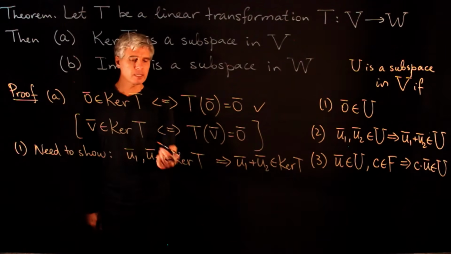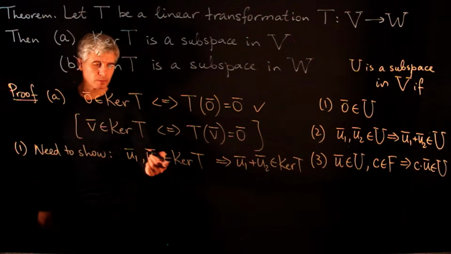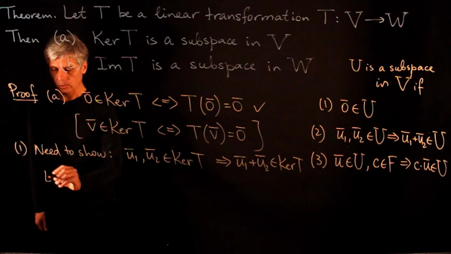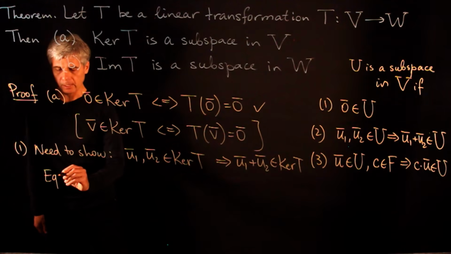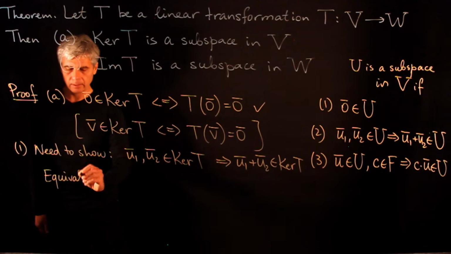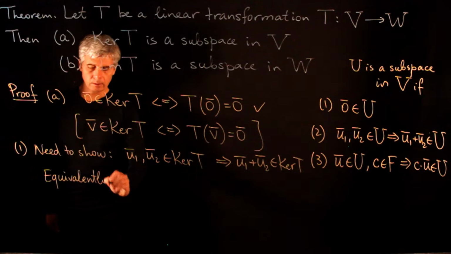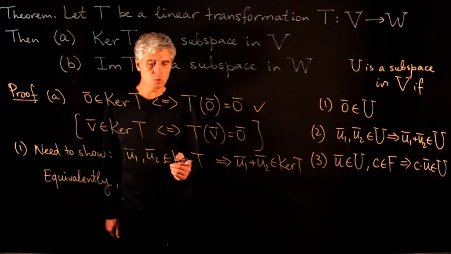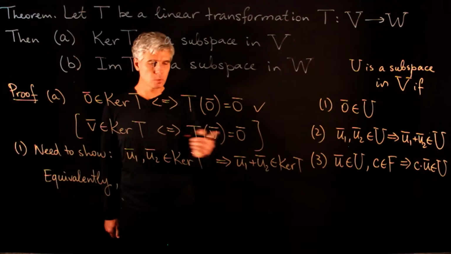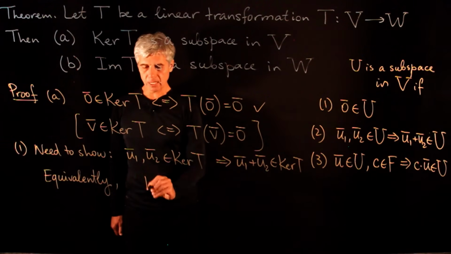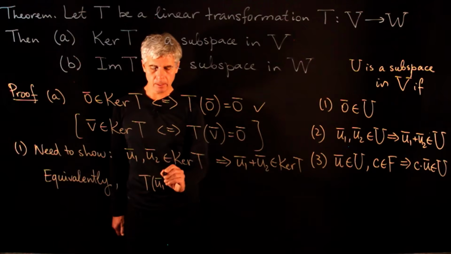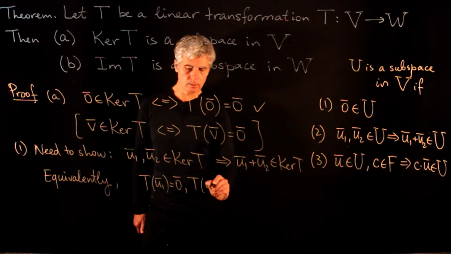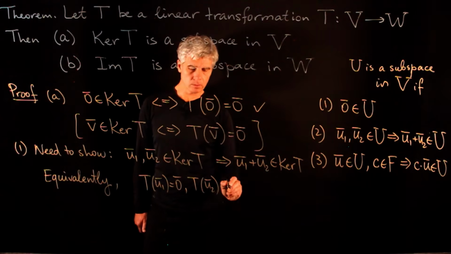Now, let us use the definition of the kernel of T. So let us spell this out. Equivalently, the fact that U1 and U2 belong to the kernel of T, by definition of the kernel, means that T of U1 is equal to 0 and T of U2 is equal to 0.